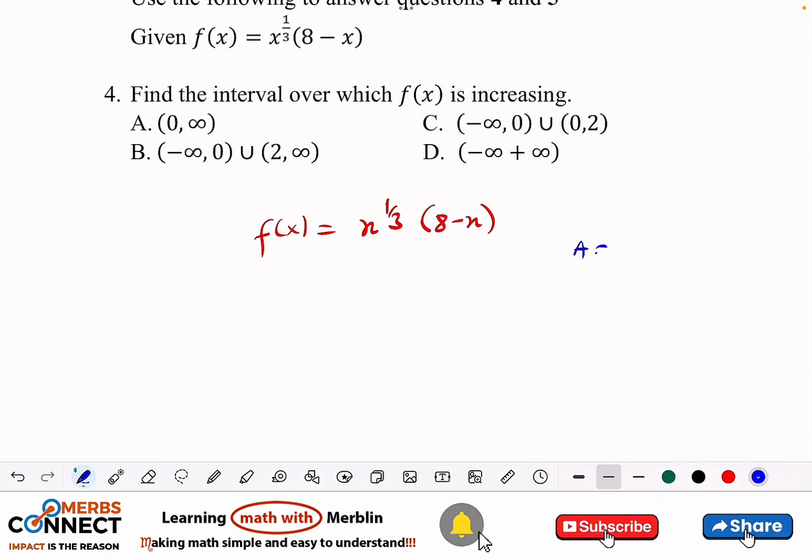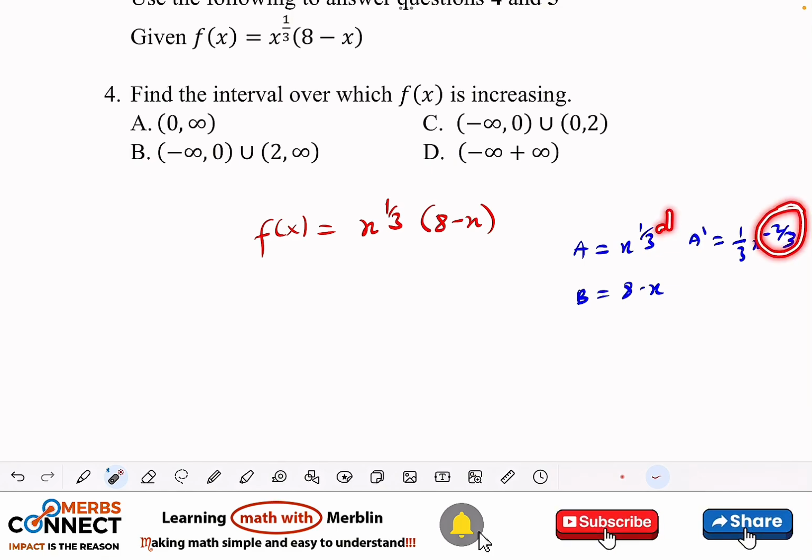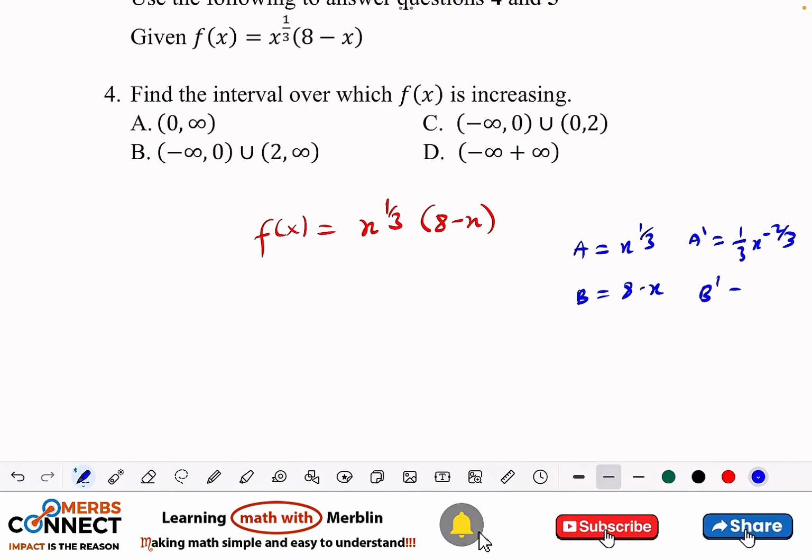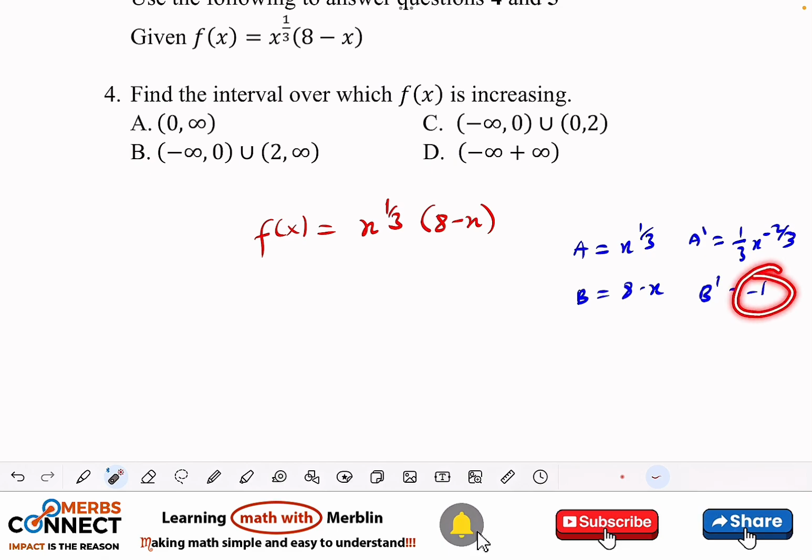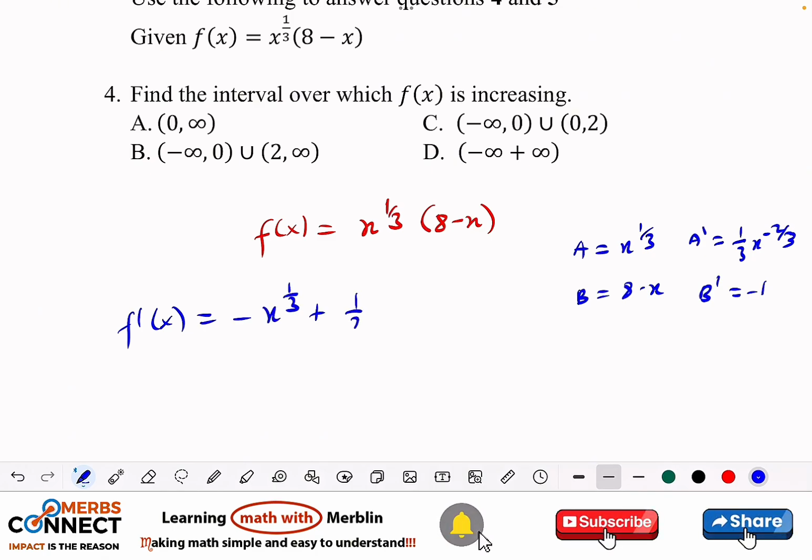Product rule: a is equal to x to the power 1 over 3, b is equal to 8 minus x. So a prime, differentiate this using the power rule, will be 1 over 3 x to the power minus 2 over 3, because when I subtract 1 from this, I get that. And when I differentiate b, I'm going to have minus 1. So product rule, multiply this to this and multiply this one to this. So f prime will be equal to minus x to the power 1 over 3 plus 1 over 3 x to the power minus 2 over 3 times 8 minus x.